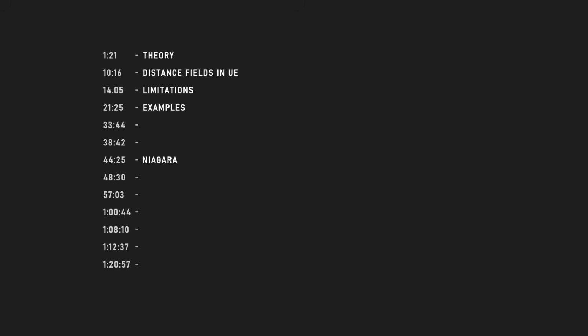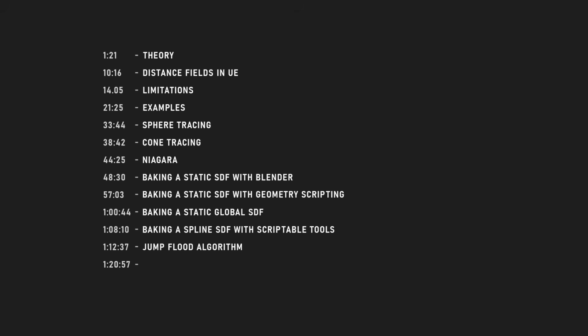After that, we'll briefly go into some more advanced use cases of signed distance fields, like sphere tracing, cone tracing, approximating ambient occlusion, the jump flood algorithm, and basically why distance fields have become so popular in game engines in recent years. Finally, I'll cover techniques for baking and sampling static distance fields of your own, whether that's through my Game Tools add-on in Blender or directly in the engine using Scriptable tools, geometry scripting, and Niagara. Sounds good? Alright, let's dive in.